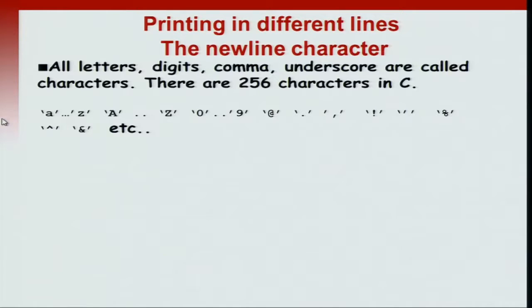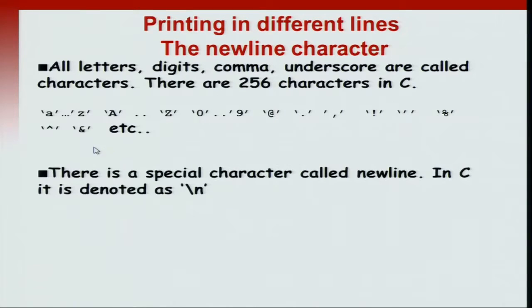All letters, digits, comma, punctuation symbols, these are all called characters in the C programming language. There are a total of 256 characters in C. 256 is 2 to the 8. So, for example, the small letters A to Z, capital letters A to Z, 0 to 9, the @ symbol, other punctuation symbols like dot, comma, exclamation mark, and so on, are all characters in C.